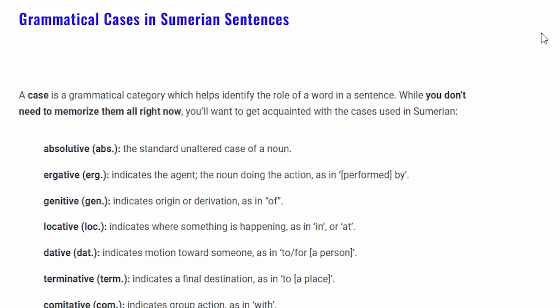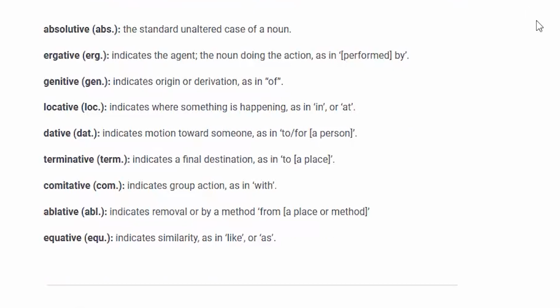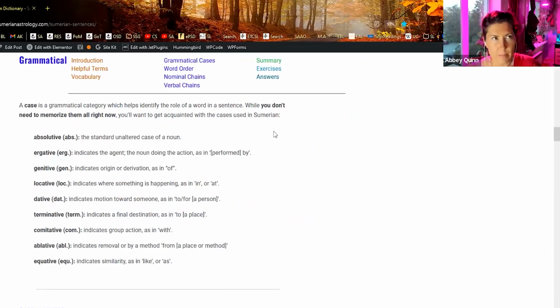A case is a grammatical category which helps identify the role a word plays in a sentence. But you don't need to memorize all of these right now. You'll want to get acquainted with them because we will be encountering these a lot. The absolutive case is the standard unaltered case of a noun. It does not have a case marker. The ergative case indicates the agent. So if I built a house, I am the agent, the noun doing the action, as in performed by. The building of the house was performed by me.